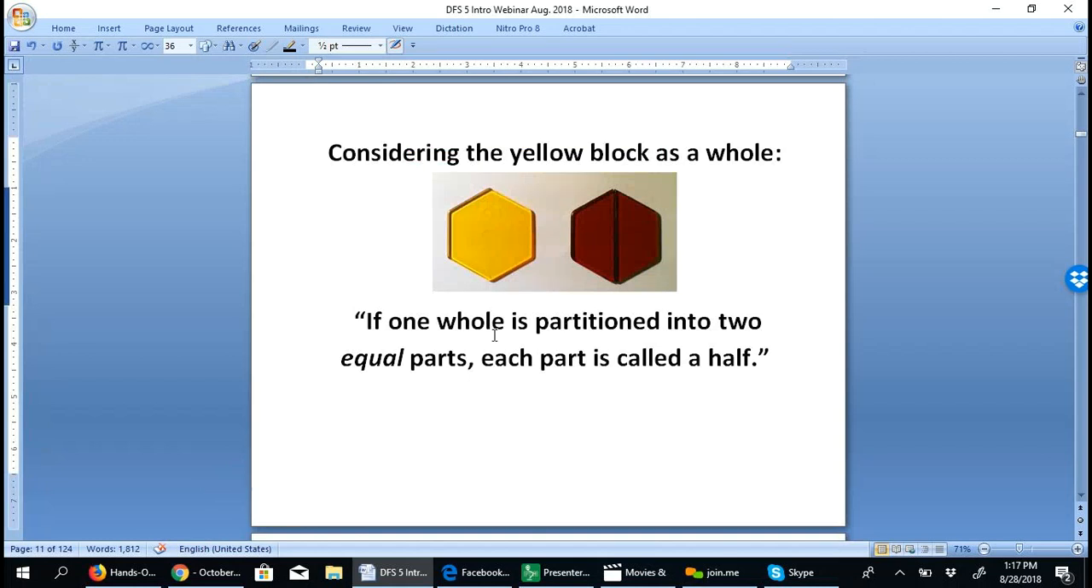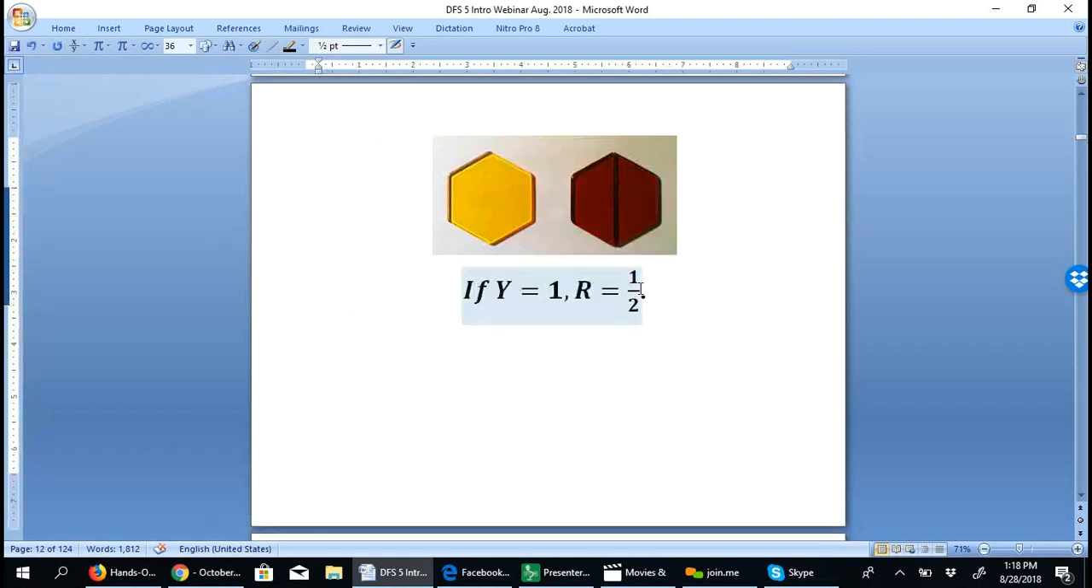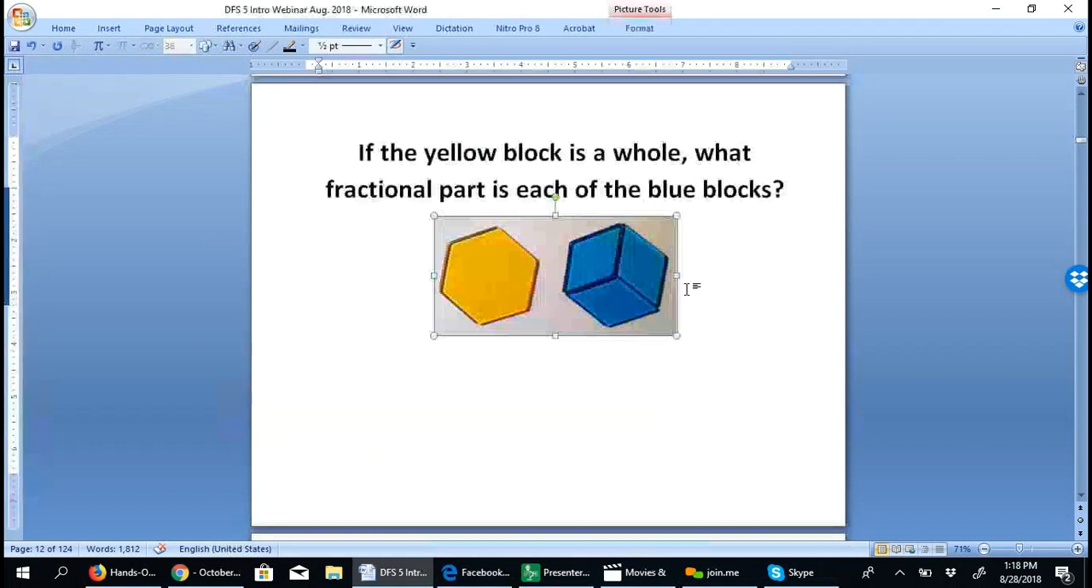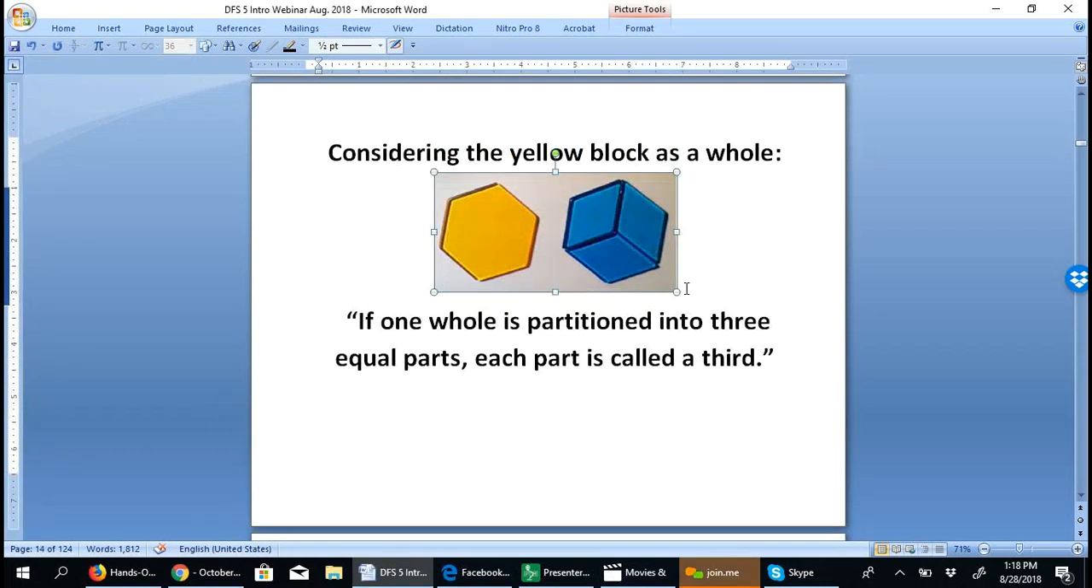So simply saying when parts make up a whole, each part is a half, is not mathematically correct. So what we say is that if a whole is partitioned or broken up into 2 equal parts, each part is called a half. Okay, so equal parts, we need a whole, and we need partitioning. And the way we write that is this way. It looks a little algebraic. If y equals 1, r equals 1/2.